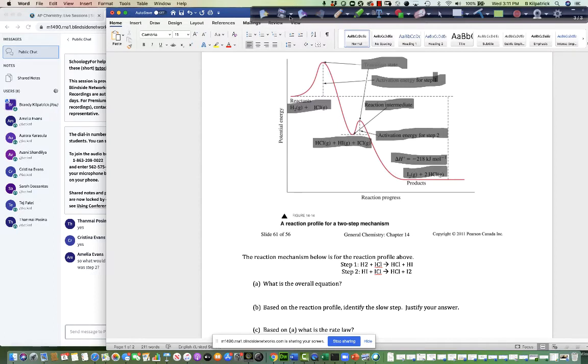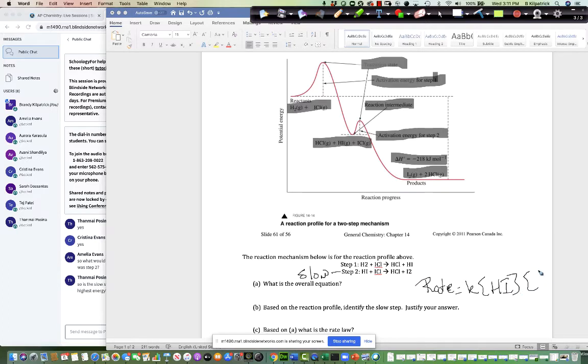Oh, so hold on. Okay, let's just go ahead and go with this scenario. So let's say that this was the slow step. So rate is equal to little k, HI to the first, ICl to the first, if I'm just basing it on that.